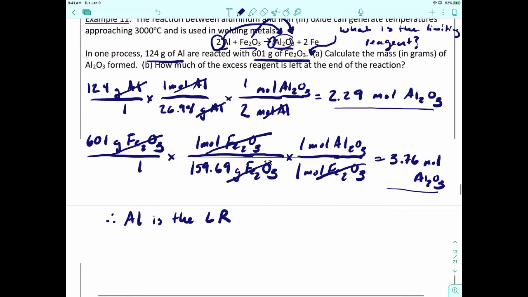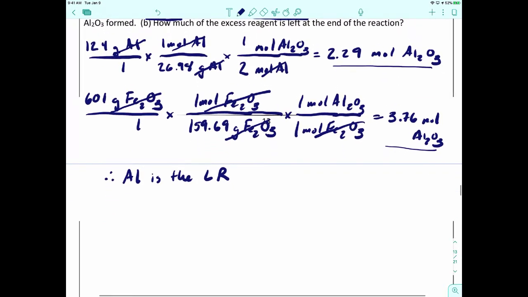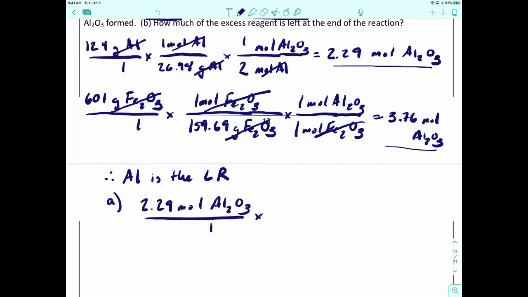The first question that was asked is to calculate the mass in grams of Al2O3 formed. So let's do that, part A. To answer part A, we already know we've got 2.29 moles of Al2O3 formed, so all we have to do is convert this from moles to grams. For every 1 mole of Al2O3, I need to multiply by the molar mass, and that molar mass is 101.96 grams of Al2O3.